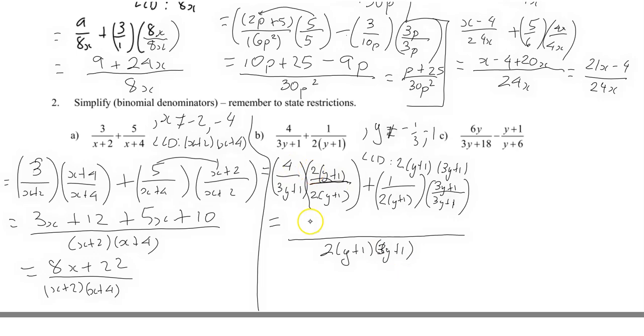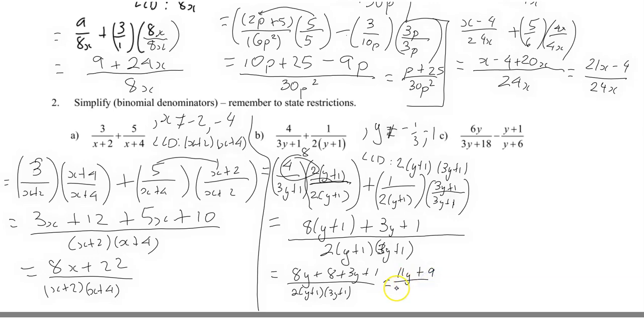See, 4 times 2 is 8. It's going to be 8 times y plus 1. Well, you know what? Let's not get too fancy. And here, we've just got 3y plus 1. So this is 8y plus 8 plus 3y plus 1 over, and we've got our common denominator, 3y plus 1. Okay, so we get 11y plus 9 over the common denominator, 3y plus 1.